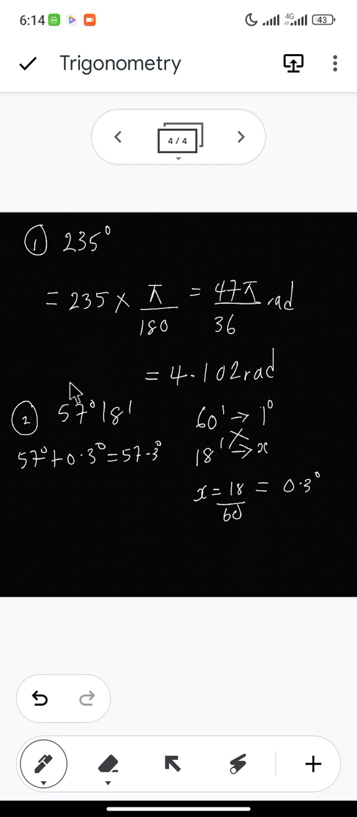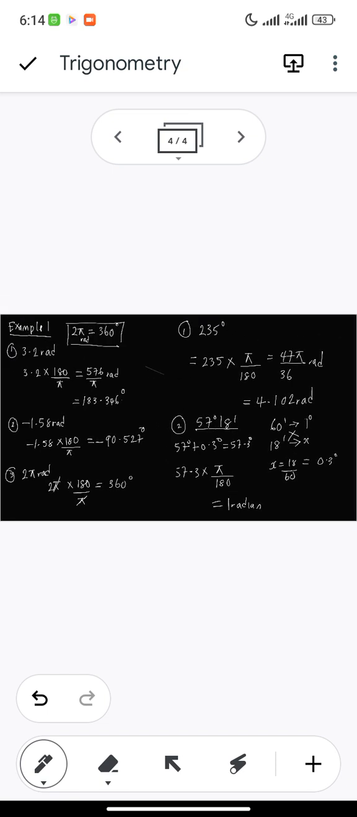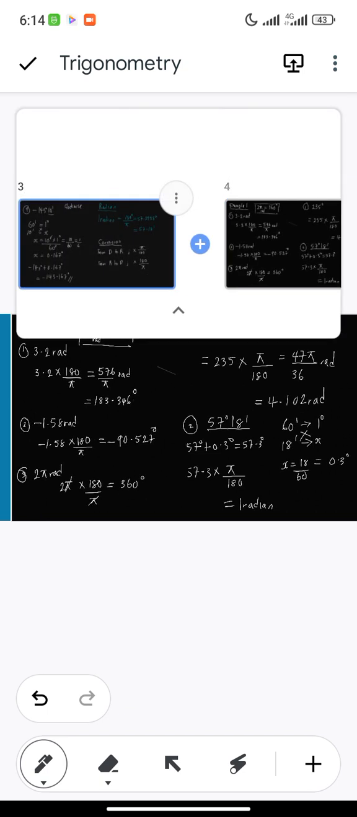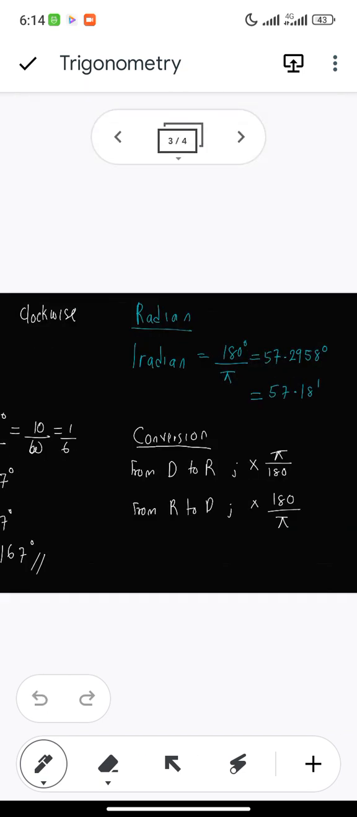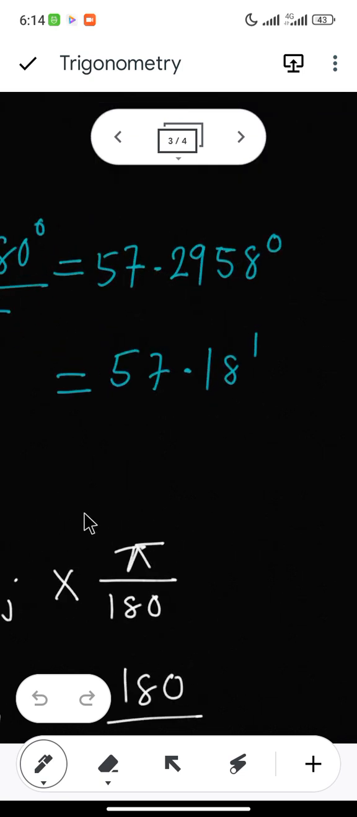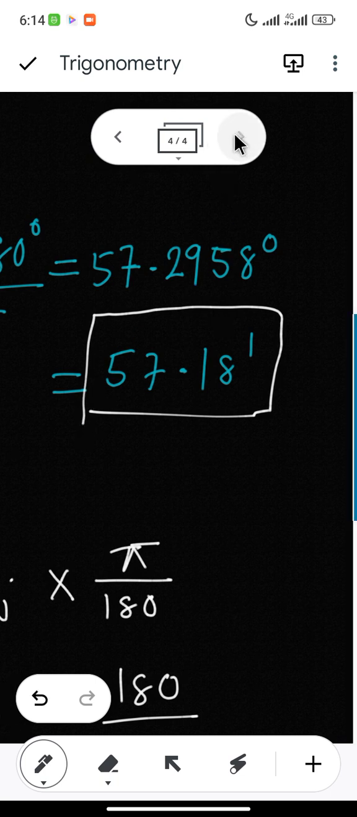So this is the first step. Now the second step is to multiply. So we have 57.3 multiplied by pi over 180. So when you do the multiplication, you're actually going to get approximately 1 radian. So this means that 1 radian is equal to 57 degrees 18 minutes. I think we stated that earlier on. So this just confirms what we actually stated earlier on.